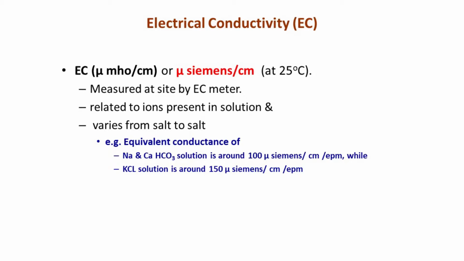For example, the equivalent conductance of sodium and calcium bicarbonate solution is around 100 mu Siemens per centimeter per ppm, while the potassium chloride solution is around 150 mu Siemens per centimeter per ppm. That is, we can say that the EC varies from salt to salt. So, taking normal groundwater composition of calcium bicarbonate type with some NaCl, the electrical conductivity can be obtained by multiplying 100 with ppm, either anions or cations.